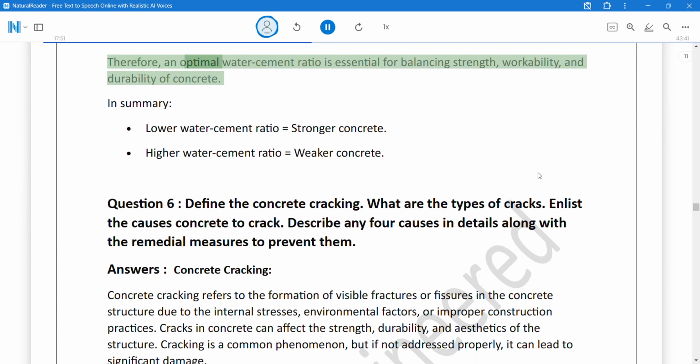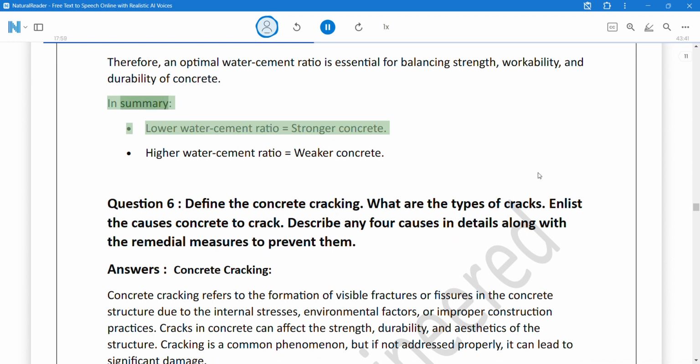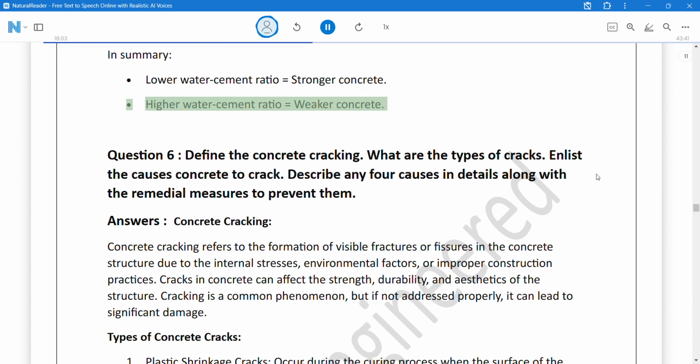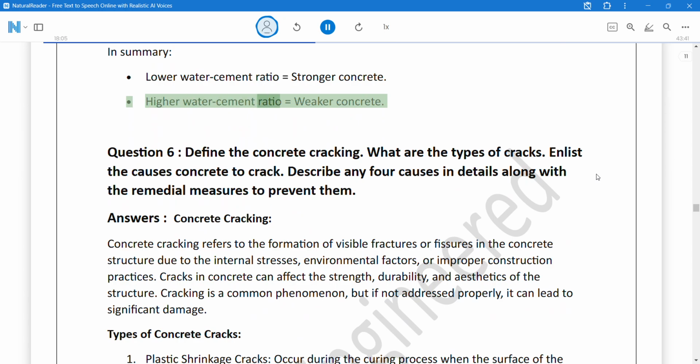Therefore, an optimal water-cement ratio is essential for balancing strength, workability, and durability of concrete. In summary, lower water-cement ratio equals stronger concrete. Higher water-cement ratio equals weaker concrete.